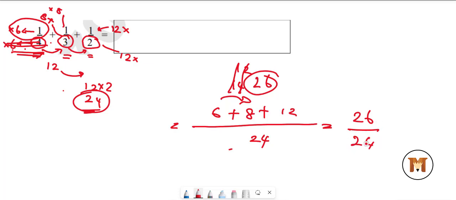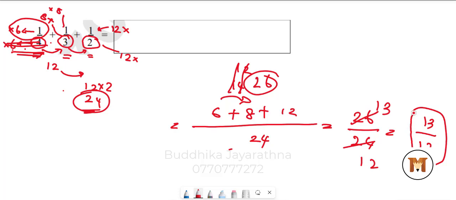So let's simplify this. You can divide it by 2. So 2 times 12, 2 times 13, right? So 13 over 12. It's improper. To make it proper, we can divide 13 by 12. So 12 times 1 is 12, and the balance is 1. So this is the quotient or the answer, the whole number. I will take this as a whole number, and this is the balance or the remainder.